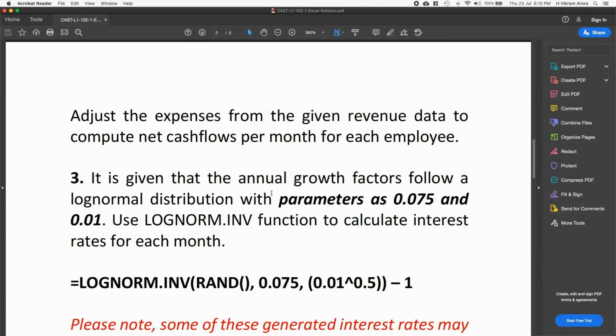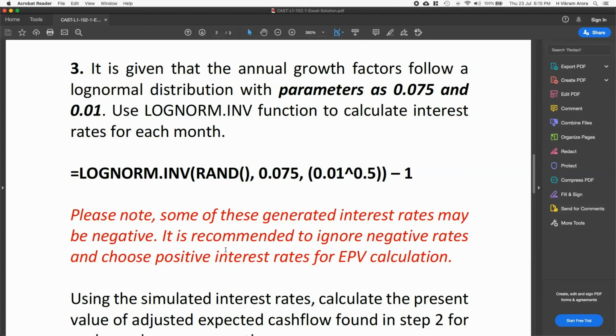Yes, that's correct. And these values could be negative, because we are subtracting 1, and some values could be lower than 1, and that would produce a negative interest rate. You should ignore that. You can also find another way to model the interest rate using the given information, but this is one possible way which has been used. You can ignore the negative rates and take only those which are positive. You need to generate 12 different rates.